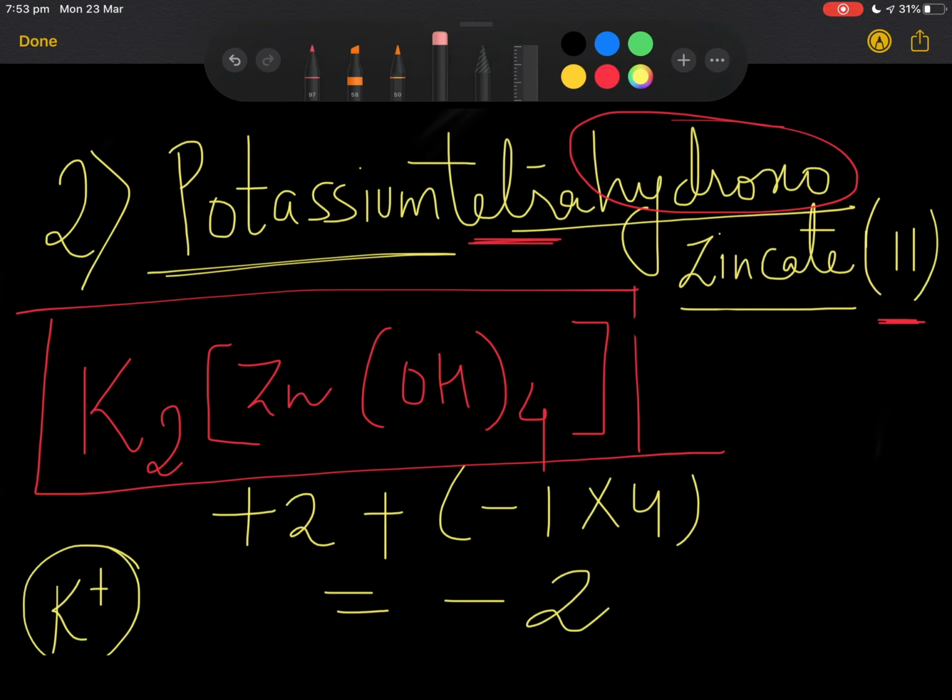Once you are done with this, no need to signify the charge over here, so I'm going to erase it. While writing the complexes, in case the primary valency is not mentioned, then you need to mention the charge. But here the primary valency is there, the ionizable cation. So there is no need to mention the charge on the complex.